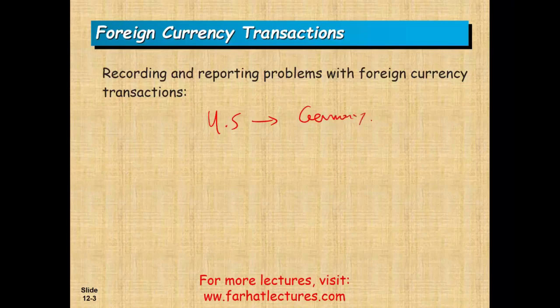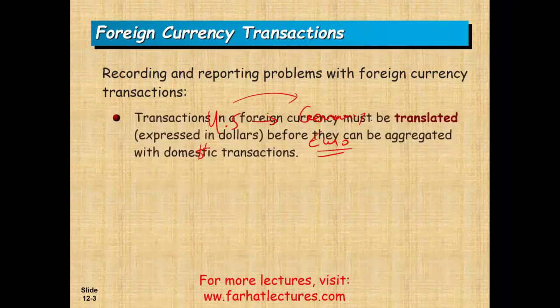And here's what's going to happen. They're buying the goods and services from Germany. The German company wants to be paid in euros. The US company will have to record their transactions in US dollars. Okay, so transactions in a foreign currency must be translated. So now we're going to be doing what? We're going to be translating. It means expressing them in a dollar amount because we are US centric. I am US centric. We're always assuming we are the home currency, the US currency, before they can be aggregated with domestic transactions. So any transaction will have to be translated.